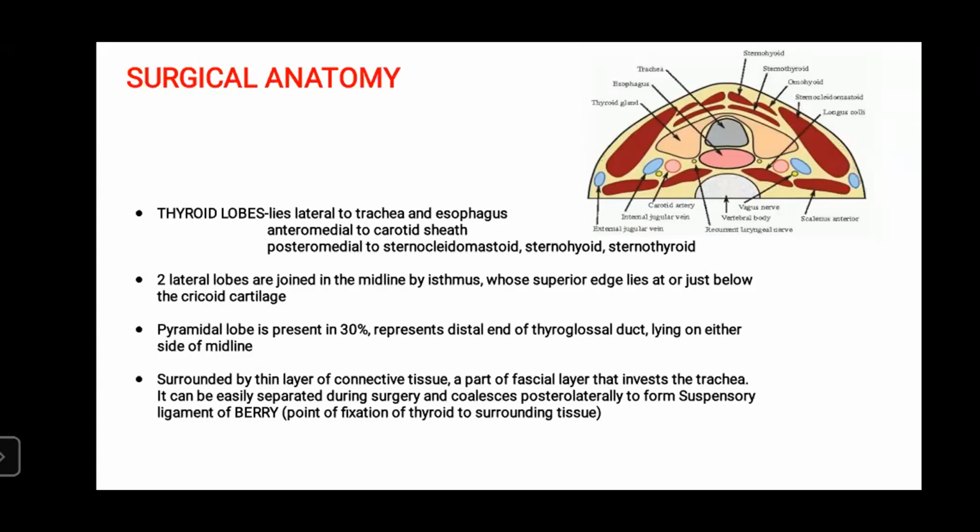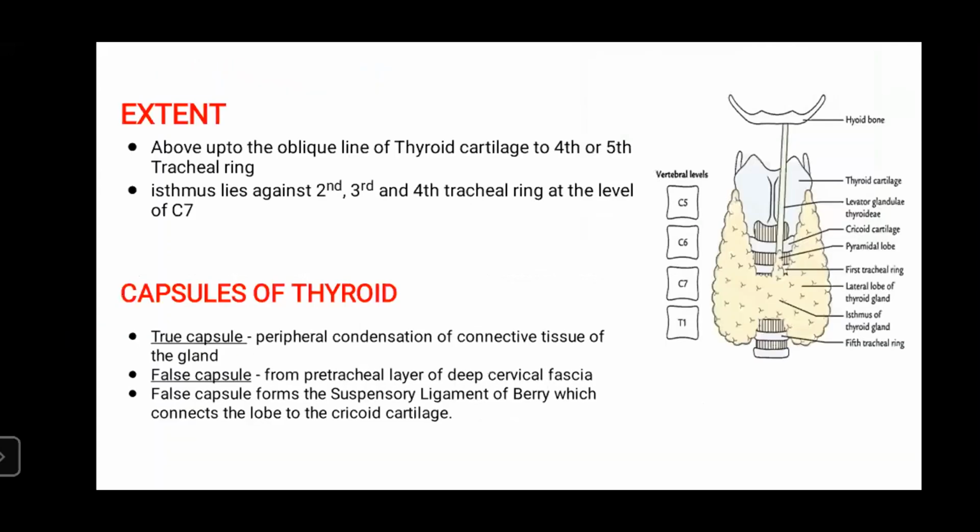the thyroid. The gland is surrounded by a thin layer of connective tissue, which is formed by the pretracheal layer of deep cervical fascia. It can be easily separated during surgery, and this layer coalesces posterolaterally to form the suspensory ligament of Berry. This is the point of fixation of thyroid to the surrounding structures.